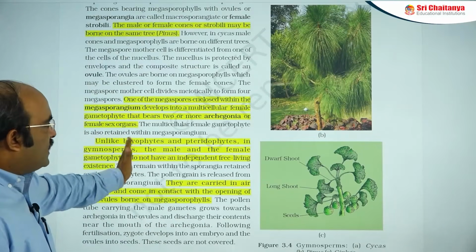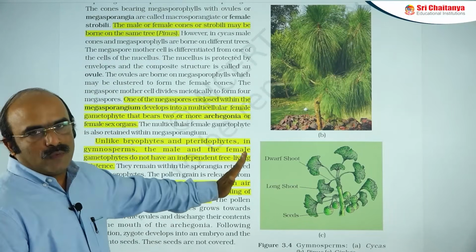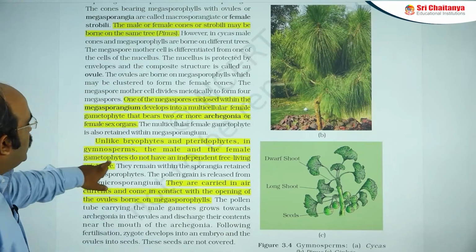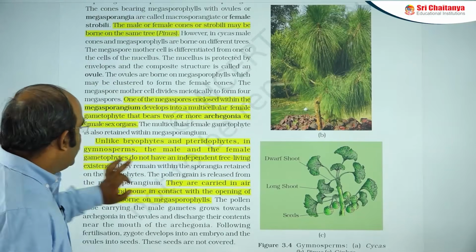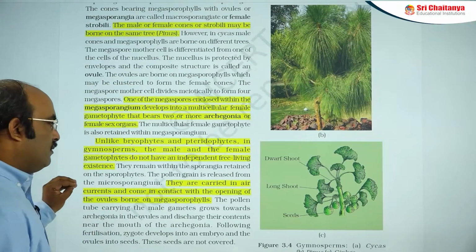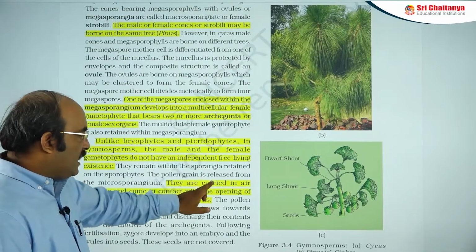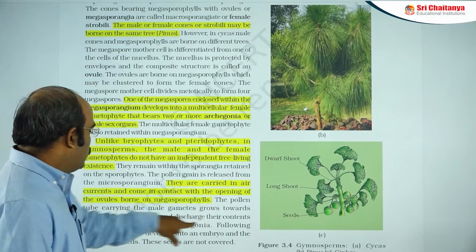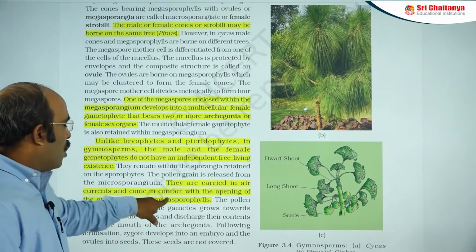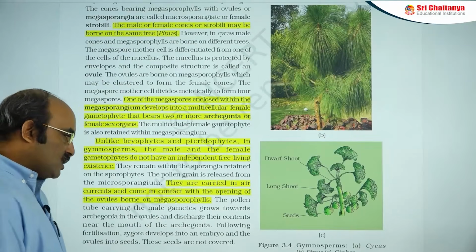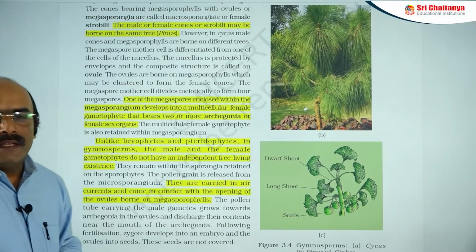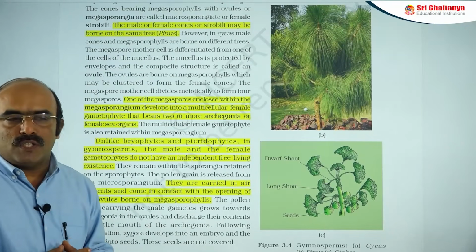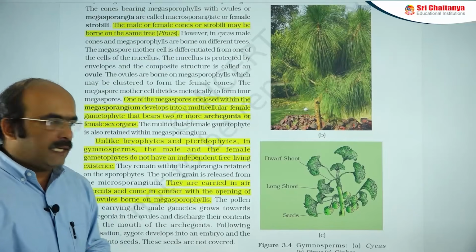Now, unlike bryophytes and pteridophytes, the male and female gametophytes in this group and the next group, that is gymnosperms followed by angiosperms, they do not have independent free living existence. The pollen grain is released from the microsporangium. They are carried by air currents, come in contact with the opening of the ovules, borne on megasporophylls. So they will fuse and the zygote develops into embryo. Now the ovule will, after fertilization, convert into seed because fruits are absent, the seeds are naked.